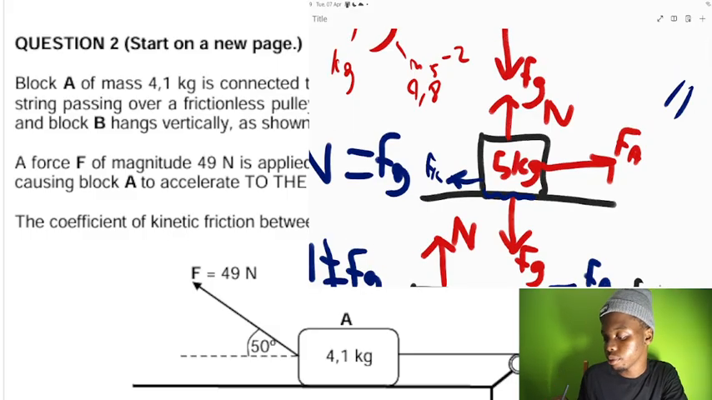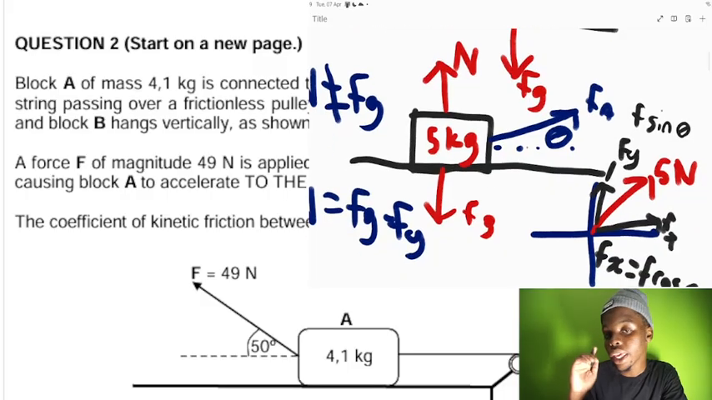And if I'm now concentrating on the horizontal forces, I will have force applied and friction. So I will subtract friction from force applied to get the magnitude of the forces in the horizontal.